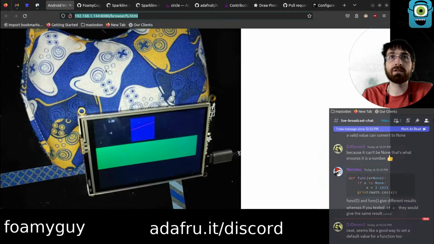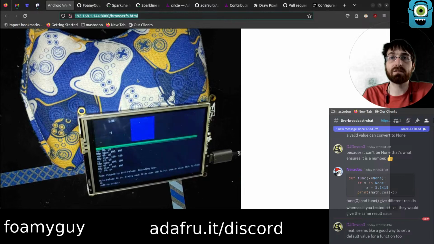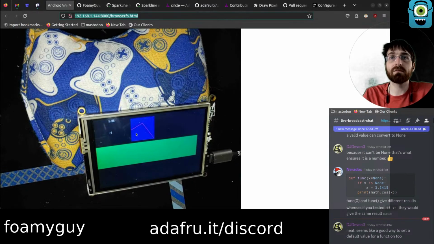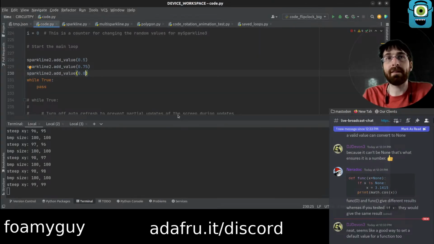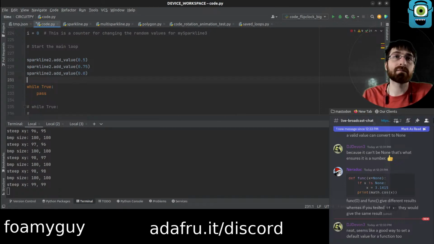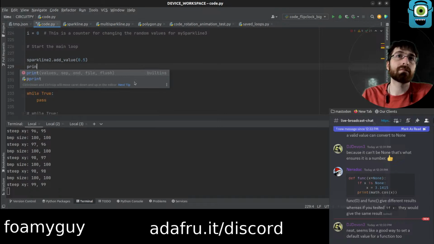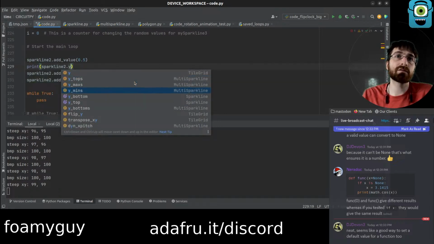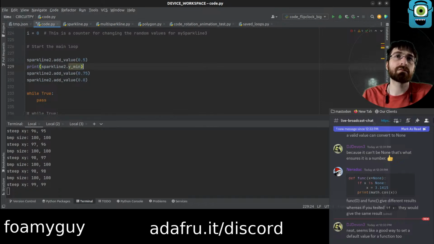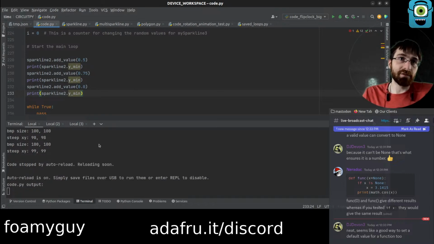Let's do a 0. That should take us back down to the baseline. Okay. And print sparkline.ymin. We might have too many other prints on.